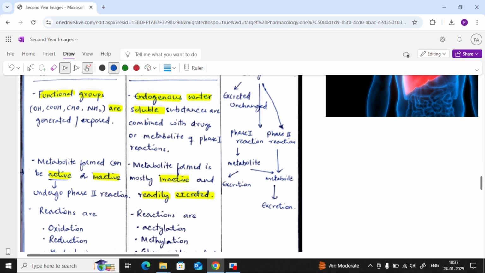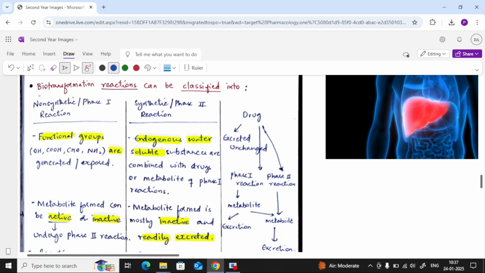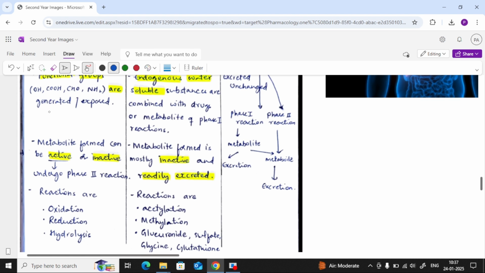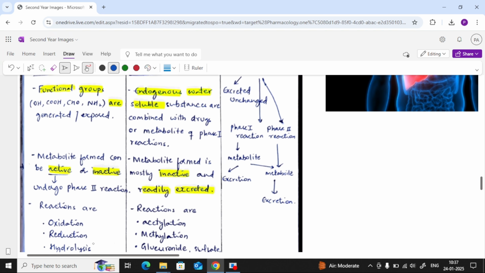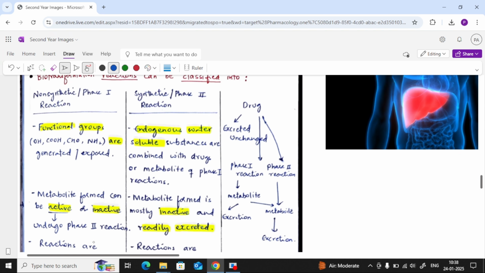Maybe that is the reason they are called non-synthetic reactions, because they are not giving us fruitful results. Reactions here are oxidation, reduction and hydrolysis. Understood about the non-synthetic or phase 1 reaction? It's easy. Non-synthetic means the functional groups are exposed and sometimes the metabolite can also be active here.